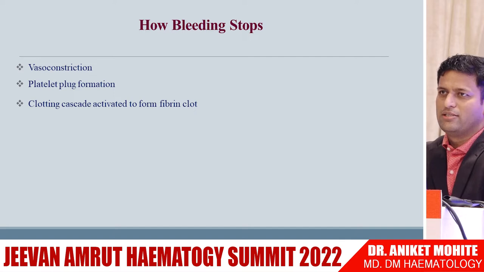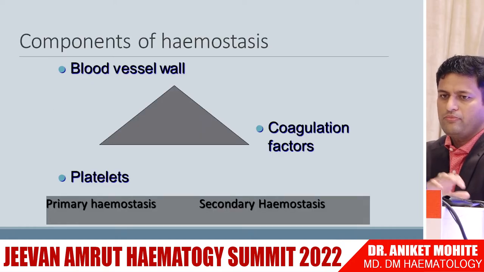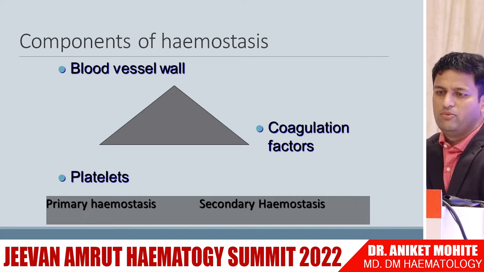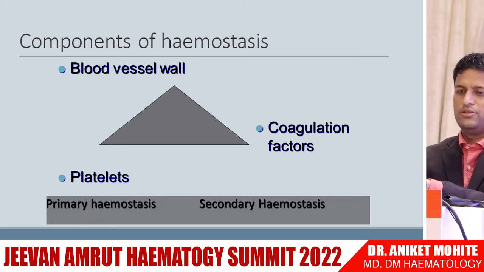So all the three things, a vessel wall is important to stop bleeding. So collagen problems can also be present with bleeding problems. Platelet may be functional, or numerical reduction in the platelet count can lead to bleeding, which would be the second phase. Or the clotting cascade is deficient, which is causing the bleeding. So the components of hemostasis, like we discussed, are primary hemostasis versus secondary hemostasis. The primary hemostasis would be from the vessel wall, and the secondary would be from the coagulation factors.